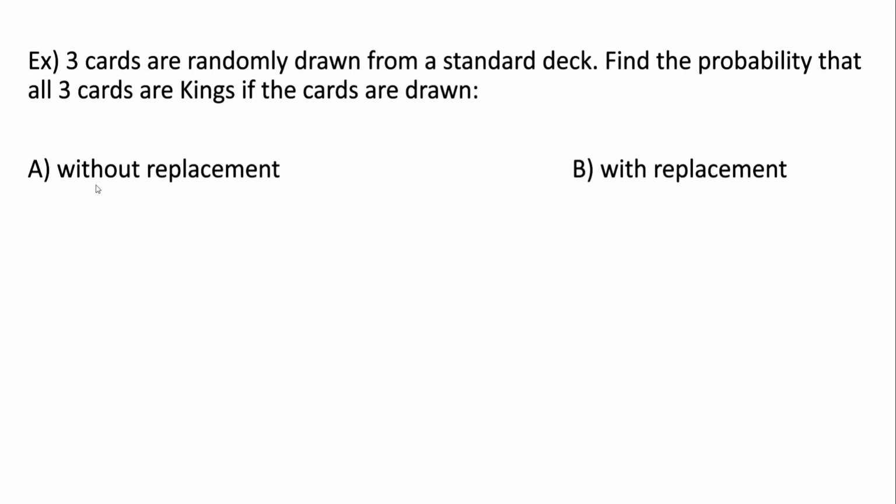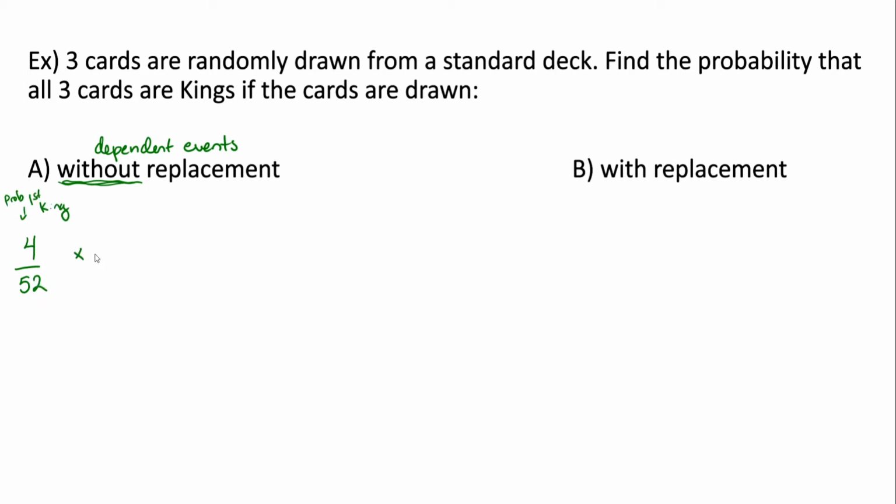In part A, we're told the cards are drawn without replacement. This lets us know this is an example of dependent events. So we're looking for the probability that we get 3 kings in a row, and we're drawing the cards without replacement, meaning every time we take a card out of the deck, we leave it out of the deck and we don't put it back in. The probability that the first card we draw is a king will be 4 out of 52. That's because we have 4 kings in the deck and there's 52 cards total in the deck.